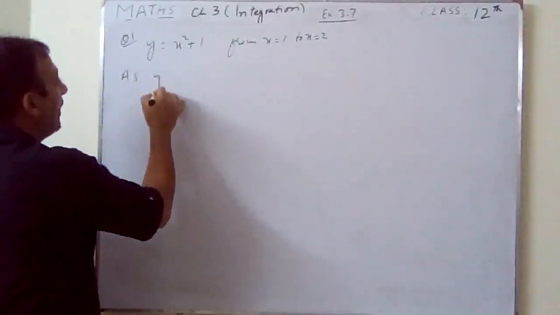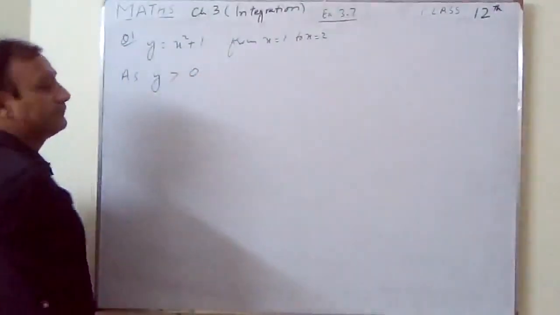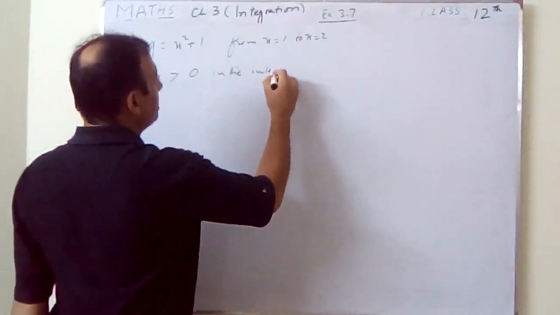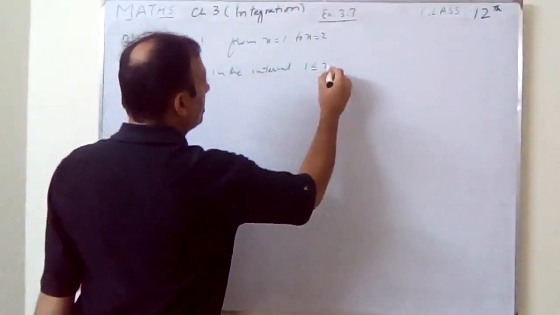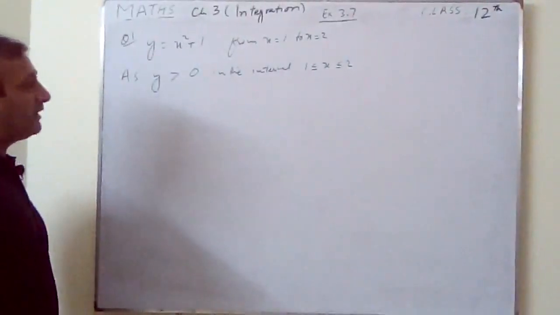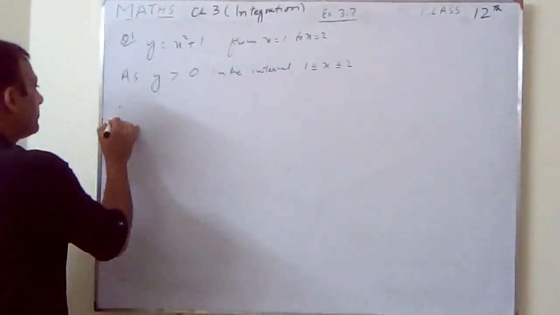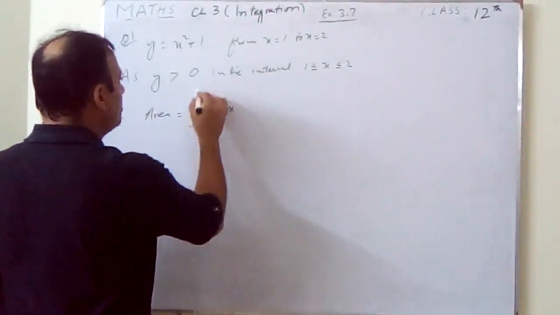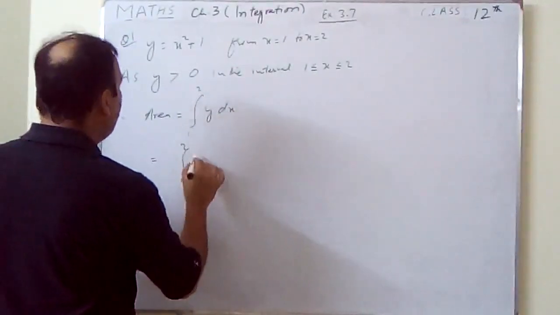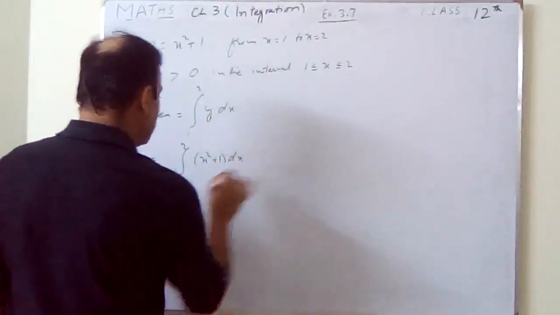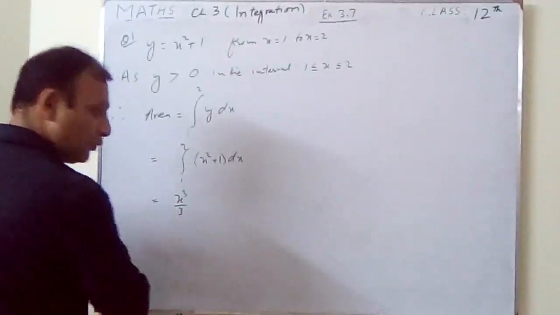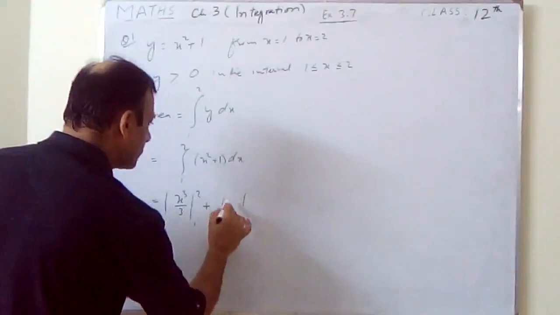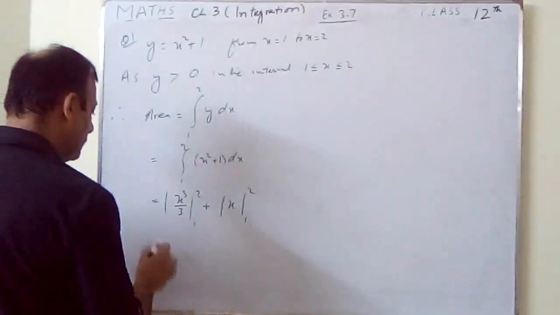So as y is positive in the interval from 1 to 2, therefore area is equal to the integral of y dx from 1 to 2, which is the integral of x square plus 1 dx, or x cube by 3 plus x from 1 to 2.